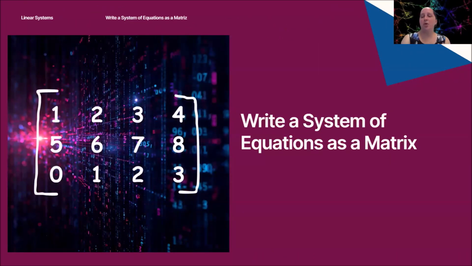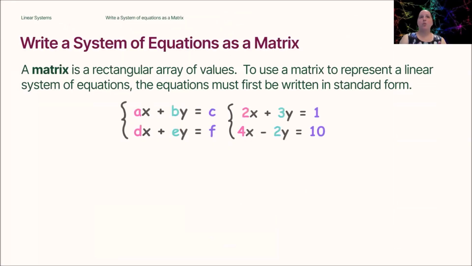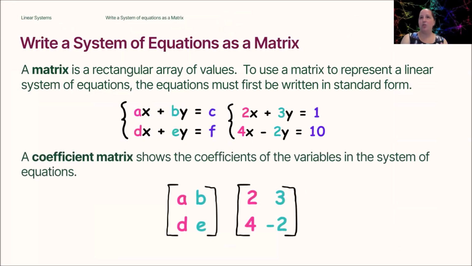All right, write a system of equations as a matrix. So a matrix is a rectangular array of values. To use a matrix to represent a linear system of equations, the equations must first be written in standard form. Standard form is ax plus by equals c, or dx plus ey equals f, or ax plus by plus cz equals d. So it depends on how many variables you have.